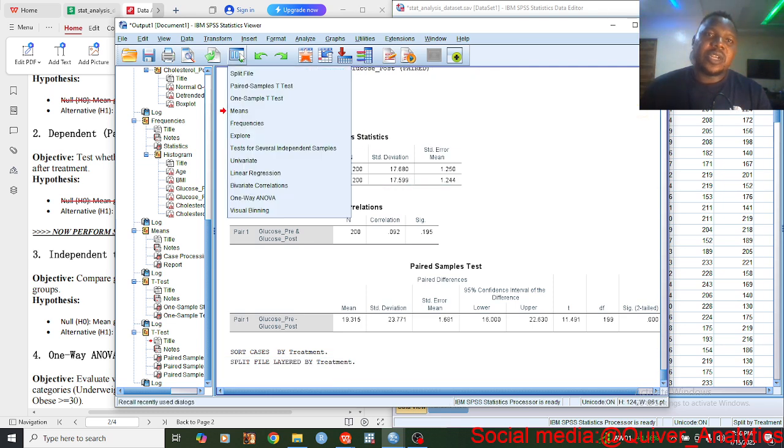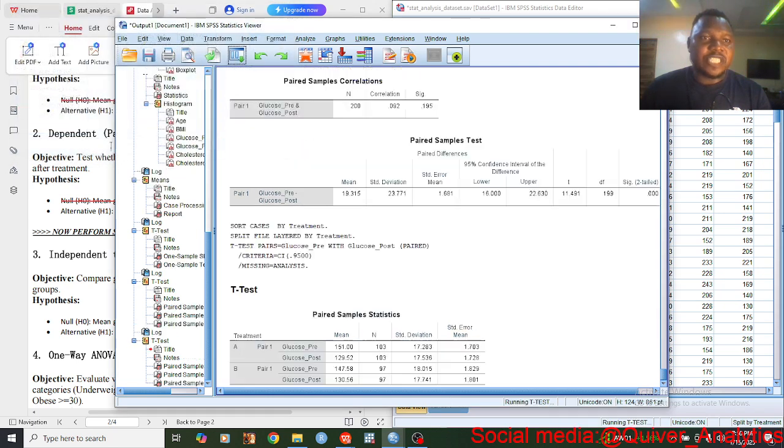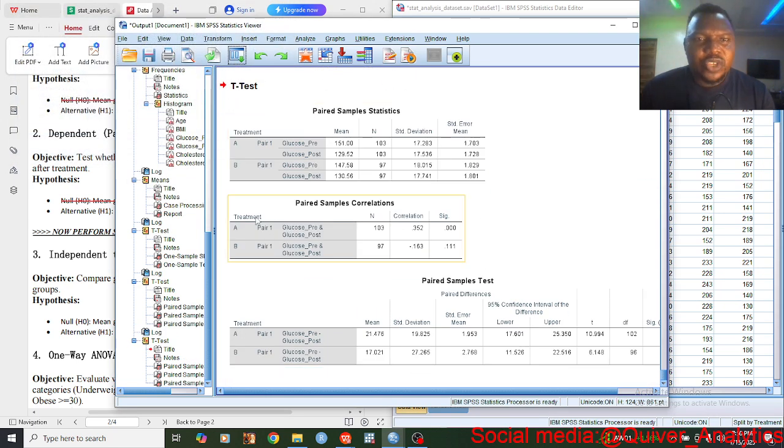All right, so I'm going to go back to the paired sample t-tests, the recently used dialog, and do the same thing. Okay, so you can see among A, pair 1, glucose pre and glucose post. Among B, we have glucose pre and glucose post. It even gave us a correlation, 3.52 and so on. The statistics is here.